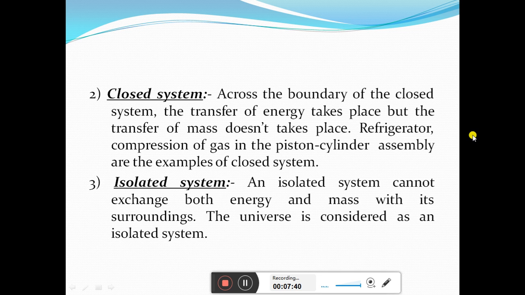Next is the isolated system. An isolated system cannot exchange either energy or mass with its surroundings. The universe is considered an example of an isolated system.